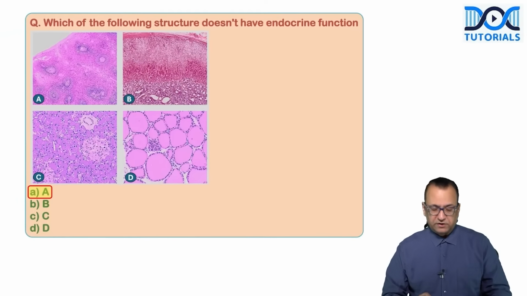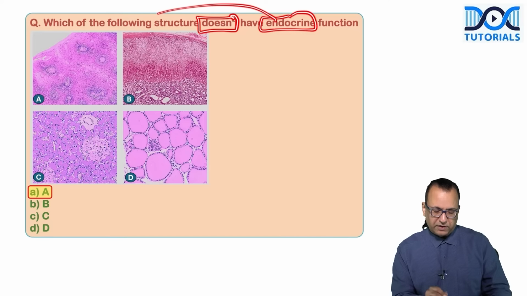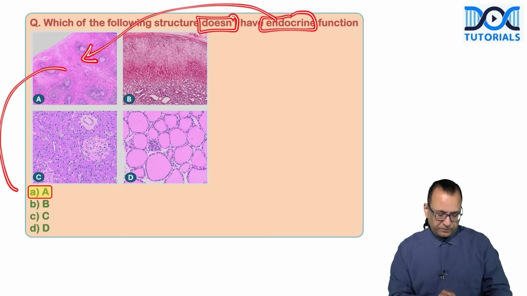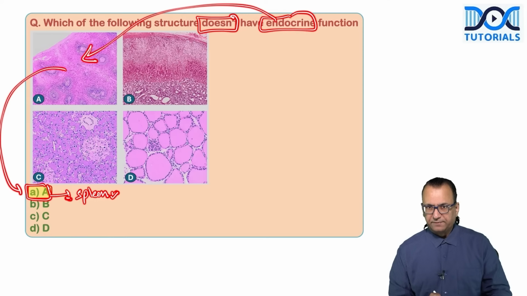That is why in this question, it is asking which is not having the endocrine function, and our answer will be choice number A, because choice number A is basically red pulp, white pulp. Red pulp about 75 to 80% and white pulp about 20 to 25%. So this is spleen, and spleen is not an endocrine organ. That is why we have to keep our answer as choice number A.